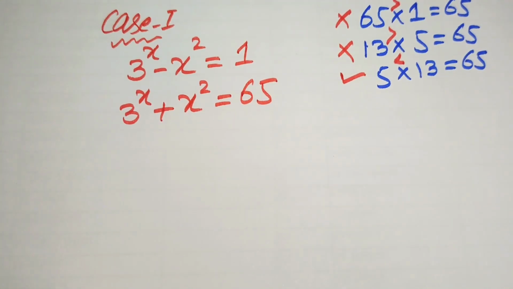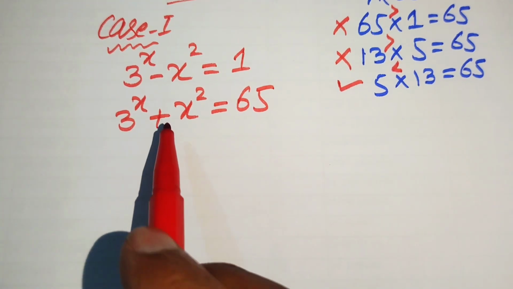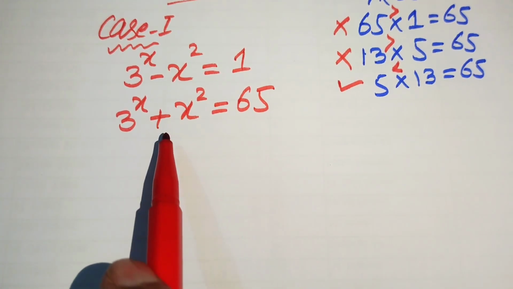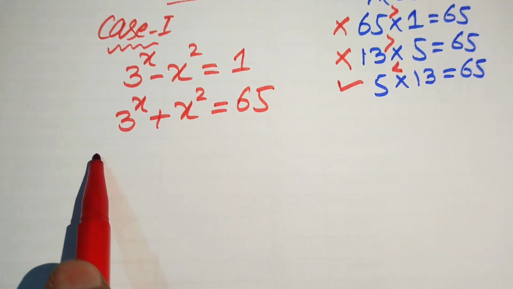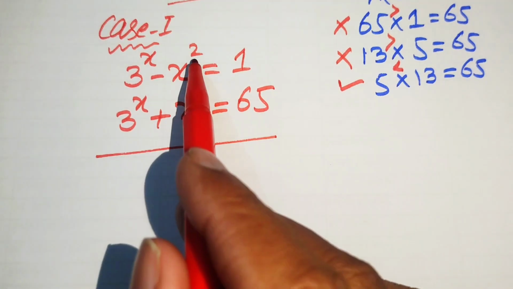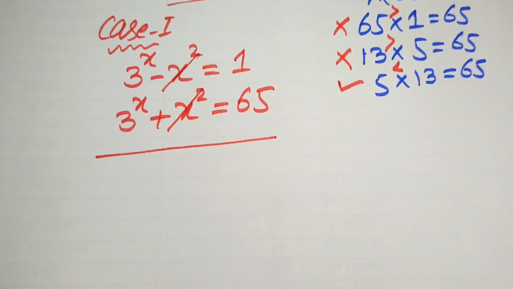So now, first we solve this case and we get the values of x, and after that we check whether this value is an integer or not. Now here we add these two equations. When you add these two equations, you see that the negative and positive values cancel each other.